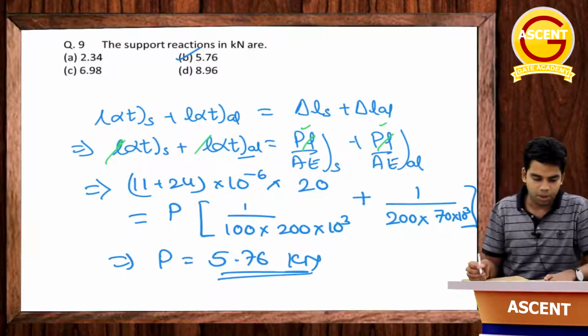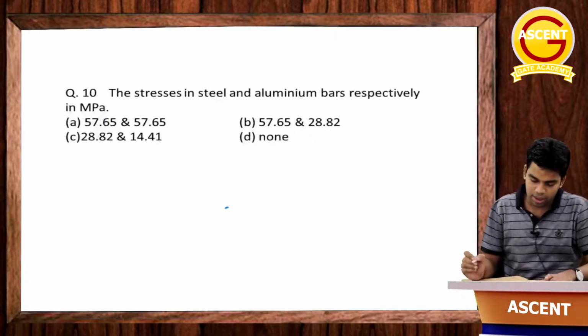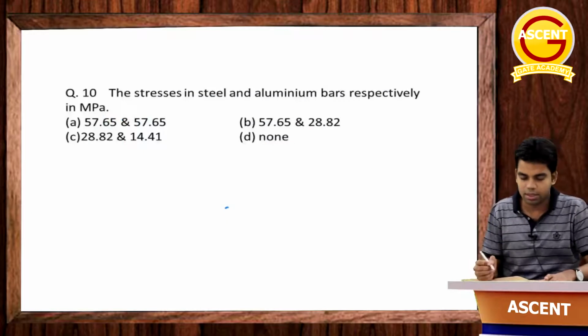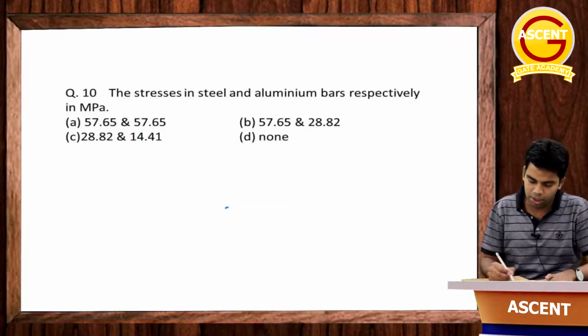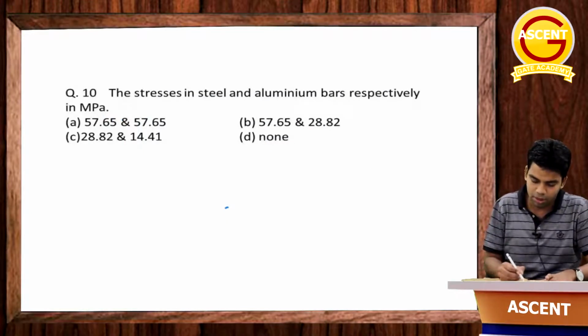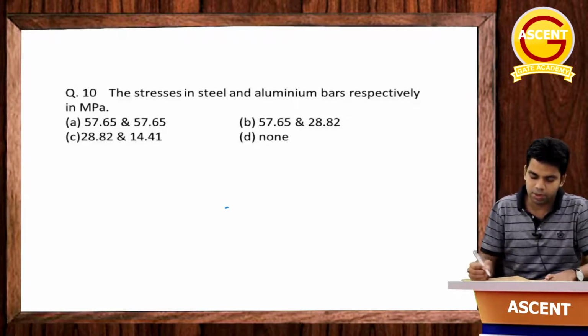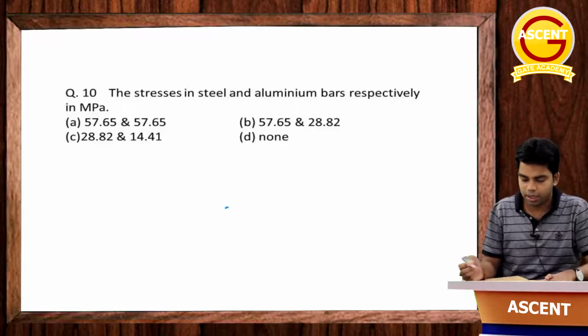Clear or not? Okay. Now next, इसी का सेकेंड पार्ट है. We have to determine the stresses in steel and aluminum. ओके, तो फोर्स तो मिल गया हमको. स्टील और एल्यूमिनियम पे फोर्स कितना लग रहा है? That is 5.76 kilonewton. Just divided by area we will get stress.